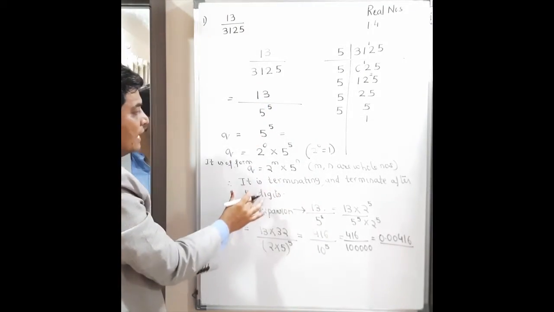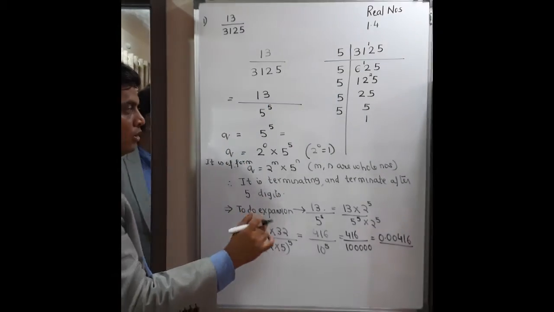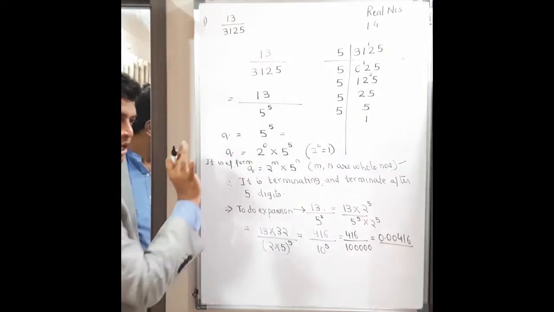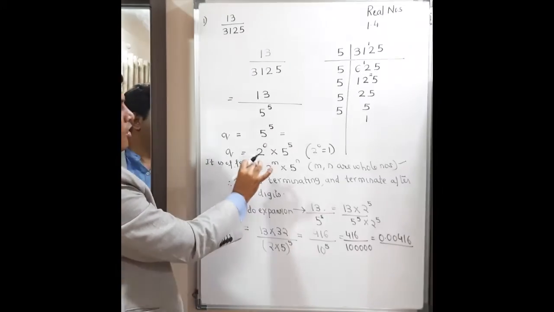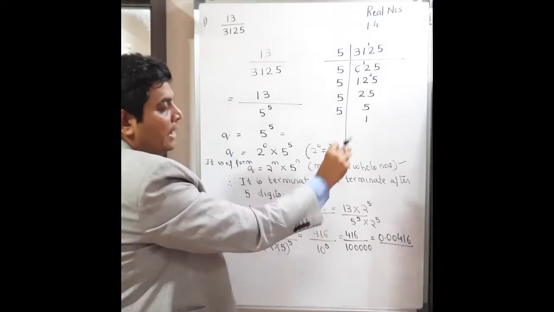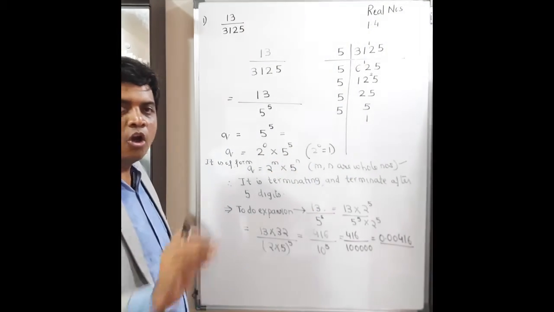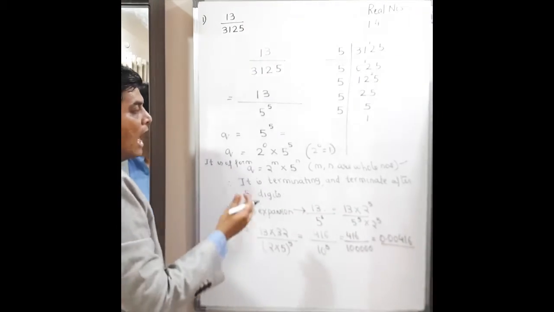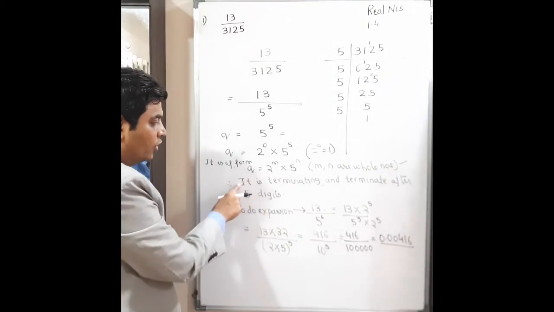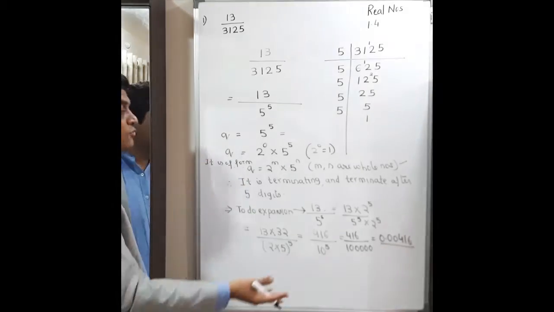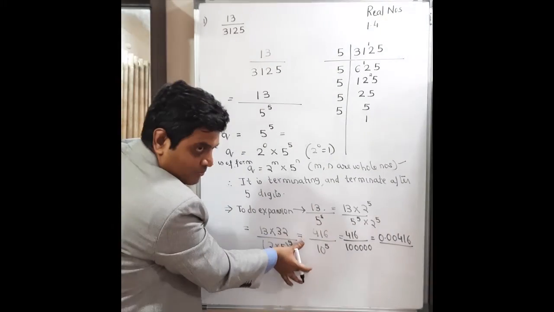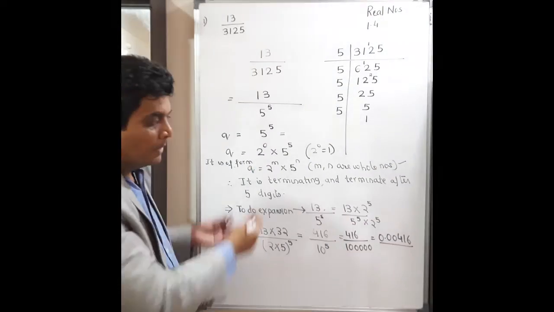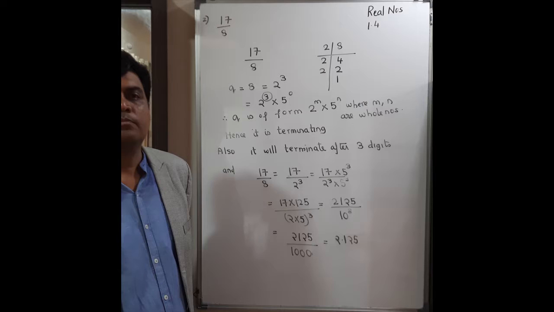If it is only asked whether it is terminating or non-terminating, you have to explain only up till here. Since the denominator is of the form 2 raised to m into 5 raised to n, it is terminating. If it is not of that form, it is non-terminating but recurring. If they ask after how many digits it will terminate, you will write this. If they ask what is the decimal expansion, you will do this also. Understood this? So all three things I have covered in one sum. Please note down. Thank you.